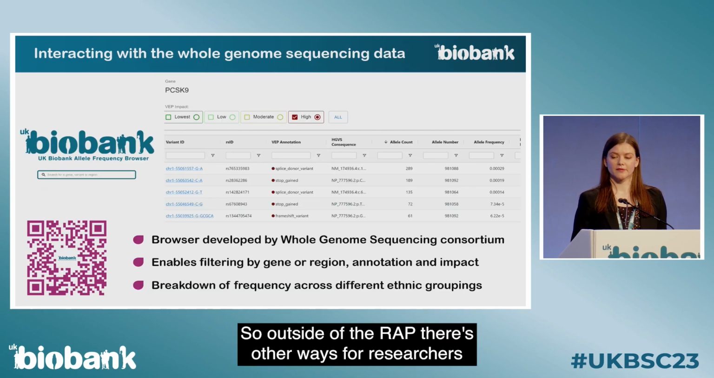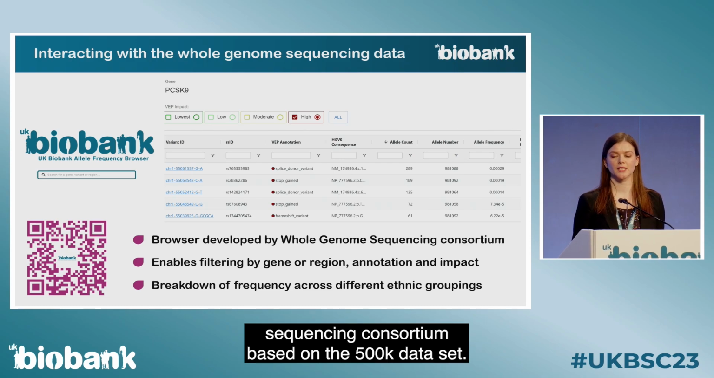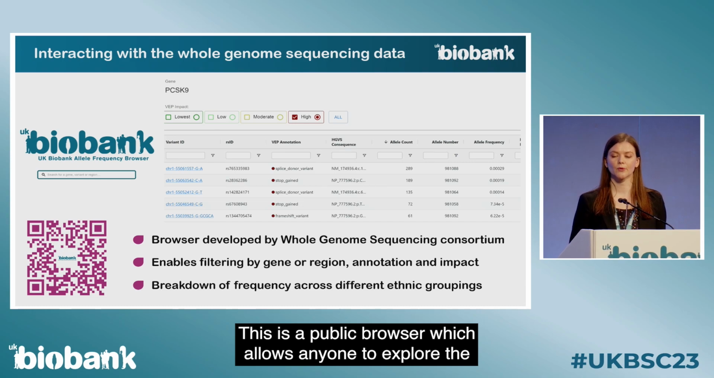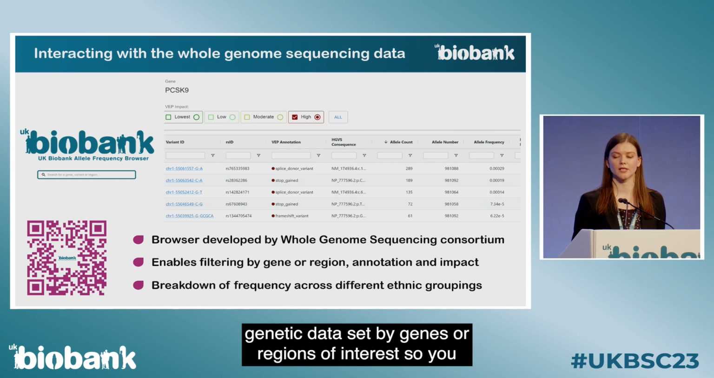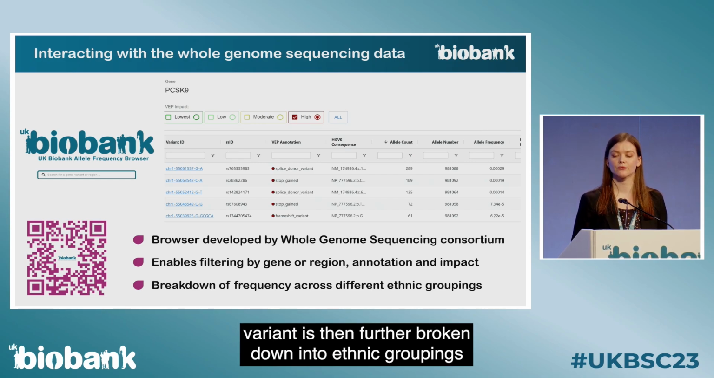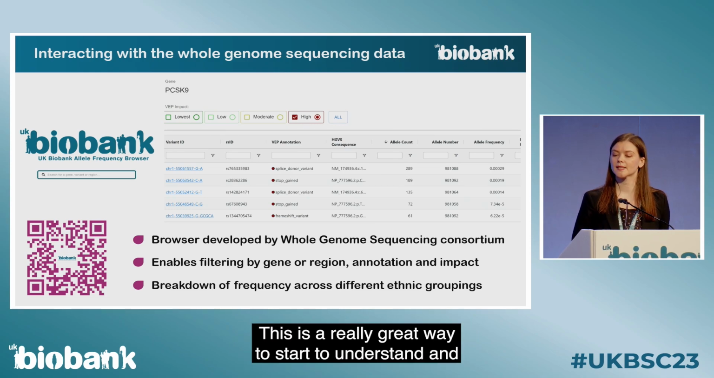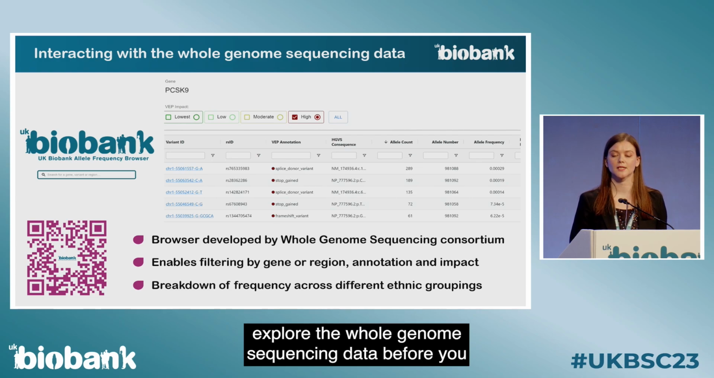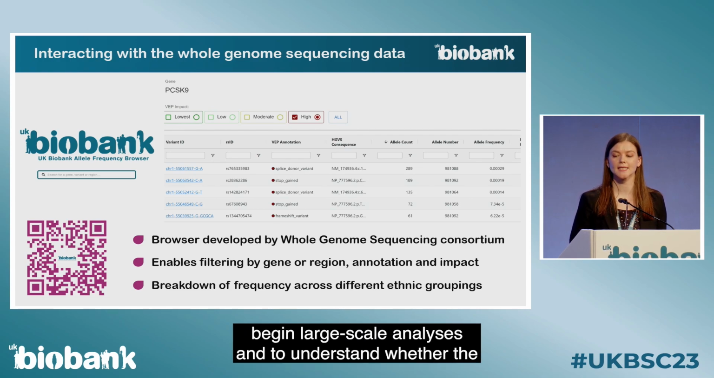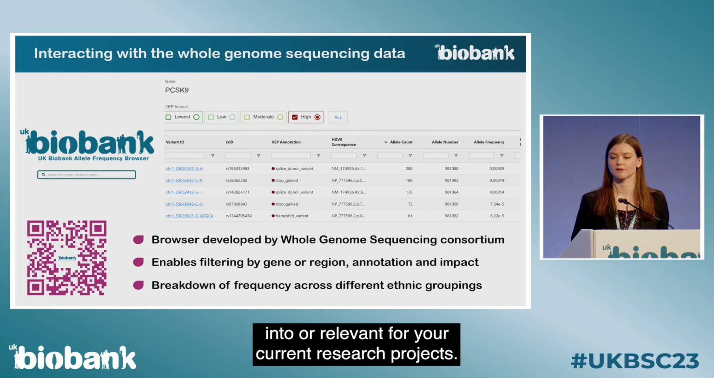So outside of the RAP, there's other ways for researchers to interact with our data. So we have just launched the UK Biobank Allele Frequency Browser, which was developed by the Whole Genome Sequencing Consortium based on the 500K dataset. This is a public browser which allows anyone to explore the genetic dataset by genes or regions of interest. So you can filter by annotation type and level of impact, and each variant is then further broken down into ethnic groupings to explore population differences. This is a really great way to start to understand and explore the whole genome sequencing data before you begin large-scale analyses, and to understand whether the whole genome sequencing data is going to be worth bringing into or relevant for your current research projects.